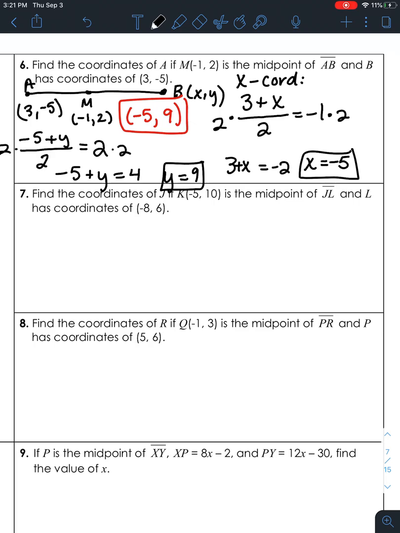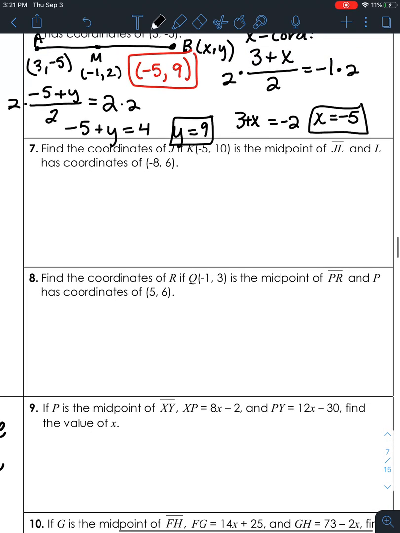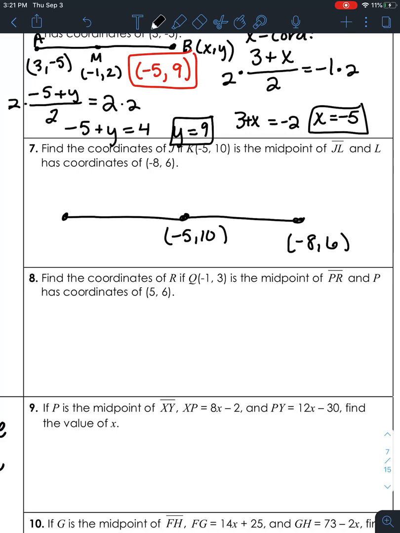Okay, so let's walk through 7 visually. All right. So again, I'm going to draw it here. K is the midpoint, so that's negative 5, 10. My endpoint is going to be negative 8, 6. Doesn't really matter where you put that. And I'm looking for this point here, J, which is going to be x, comma, y.